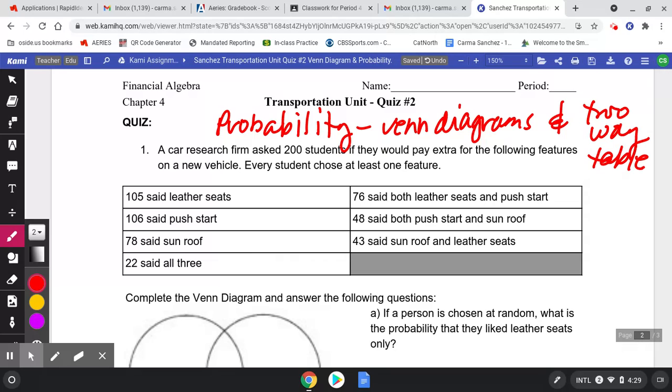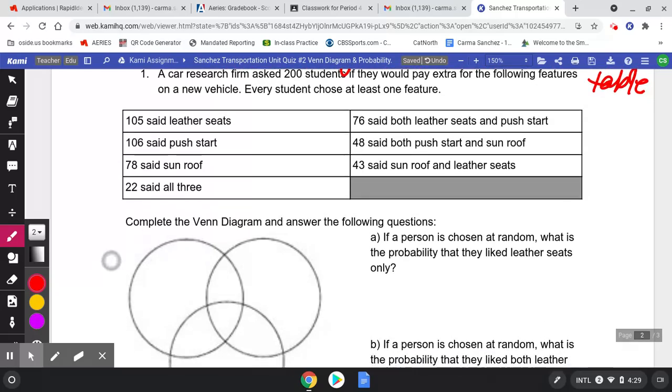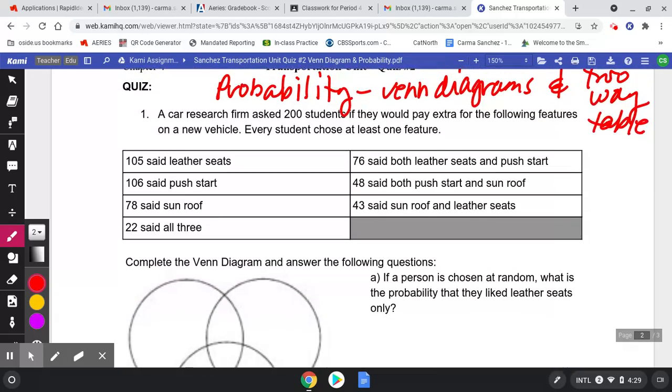So first of all, in question number 1, a car research firm asked 200 students if they would pay extra for the following features. If you added up these numbers once you filled in the diagram, they did not total up. Let's see here. See how it says 200 here? Every student chose at least one feature. Unfortunately, I forgot to remove that statement, and so it wouldn't work out.